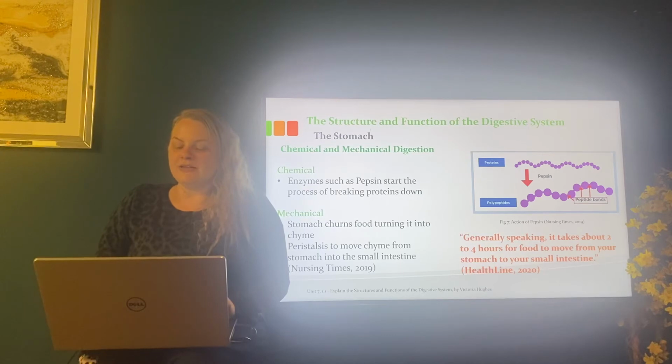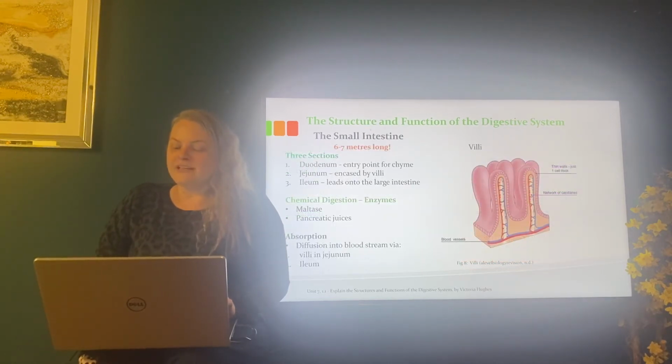The digestion process within the stomach can take a long while. Generally speaking, it takes about 2 to 4 hours for food to move from your stomach to your small intestine. The small intestine is around 6 to 7 metres long and has 3 parts: the duodenum, the jejunum and the ileum. When the chyme enters the duodenum, bile that was produced by the liver and stored by the gallbladder helps to neutralise the stomach acids and further chemically break down the chyme.